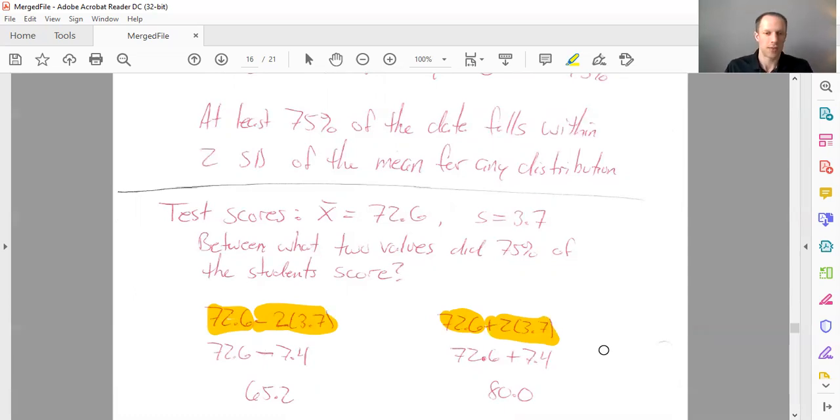So you could say 75% of the students scored between these 2 values. Okay, so that's Chebyshev's theorem. That applies to any kind of distribution. But with normal distributions, you can say a little bit more with the empirical rule. Okay, so that's some of the highlights from section 3.2. In our next video, we will finish up chapter 3.